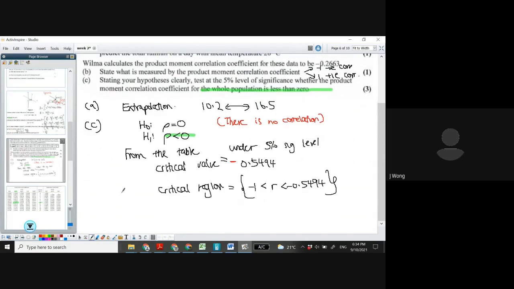Okay, so let me just write this down. So -0.2663 does not lie in the critical region. So there is insufficient evidence to reject H naught.